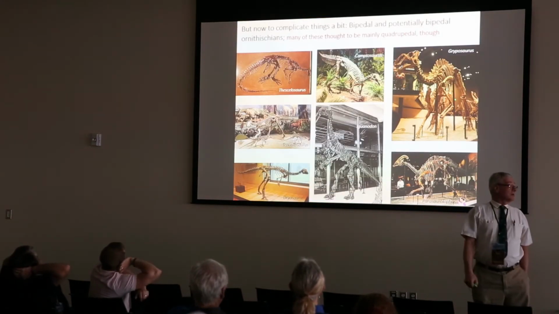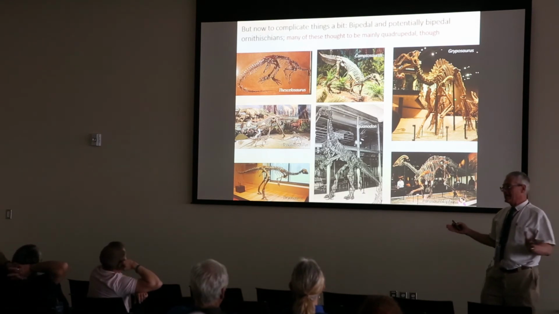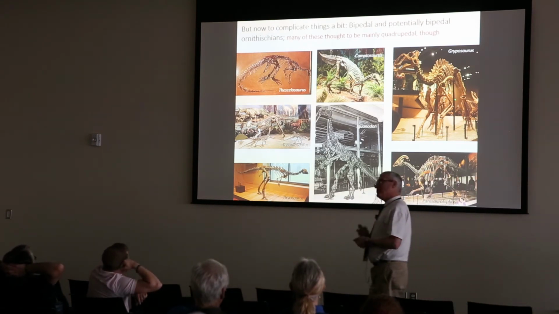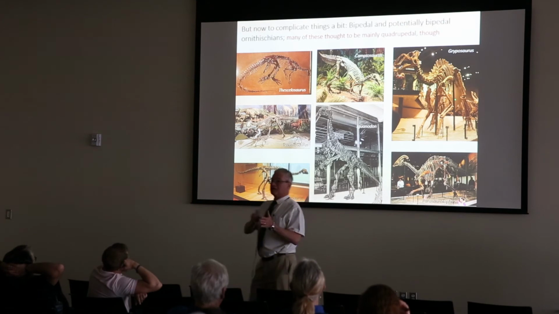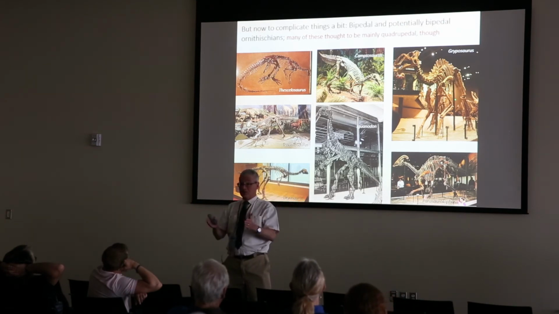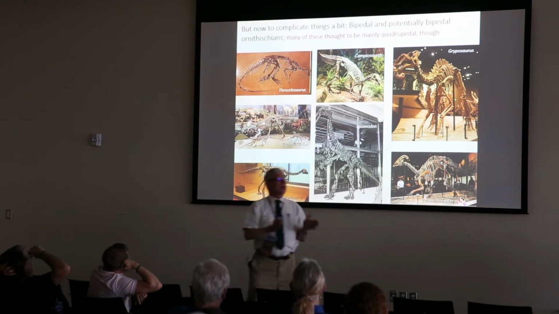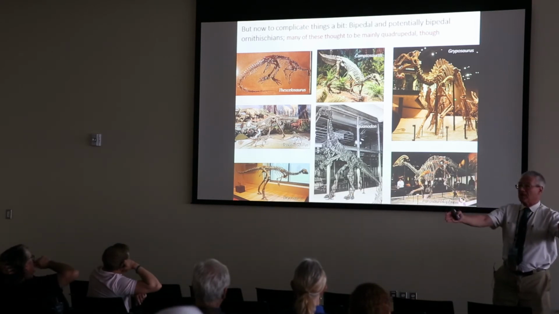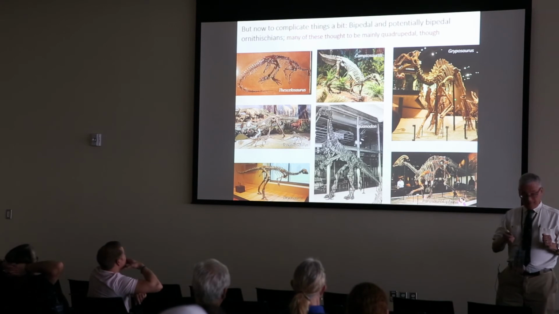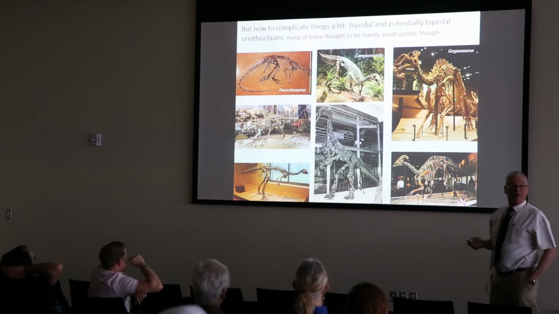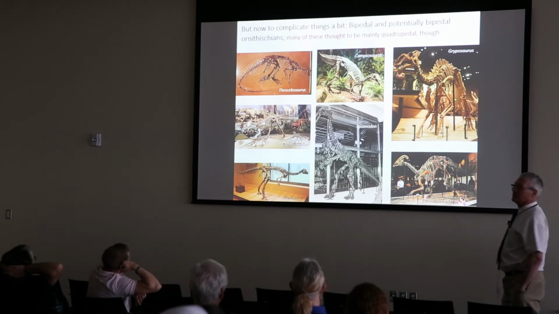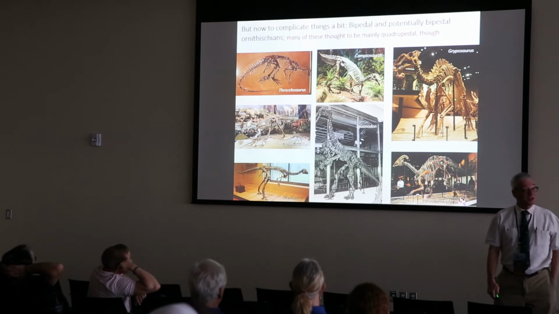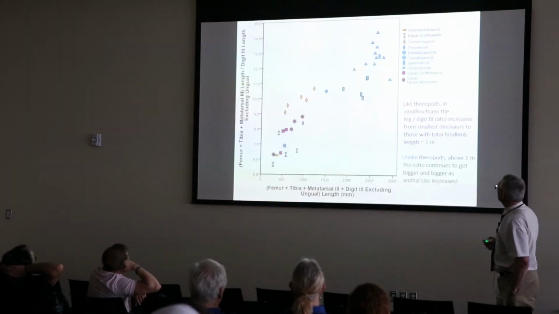Well, so far, I was pretty happy because there seemed to be agreement between the pattern of the effective size on the leg length to digit 3 length and the pattern of the stride length to footprint length, and I should have stopped there. But I didn't. Instead, I went on and started doing bipedal or potentially bipedal ornithischians.